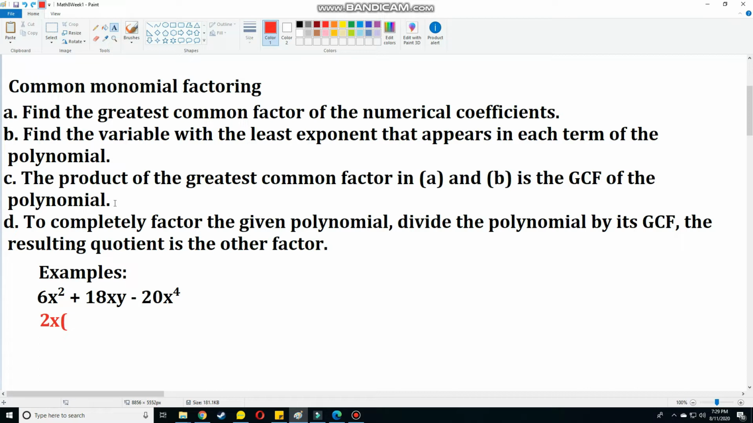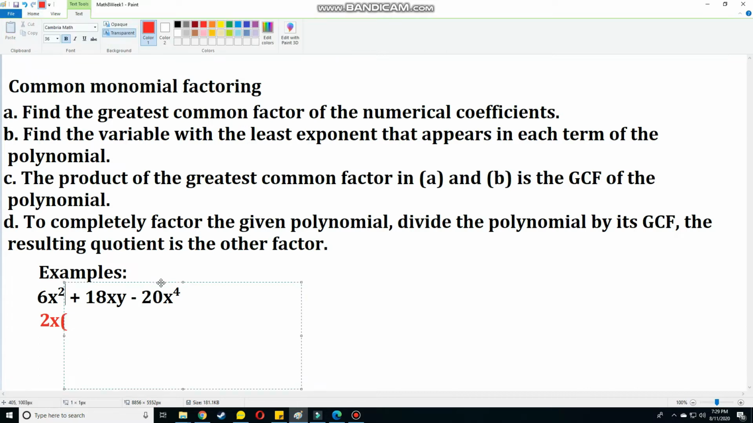So, now, let's divide. We have 6x squared divided by 2x. That would be 6 divided by 2, that would be 3. X squared divided by x, that would be x. Copy the sign.